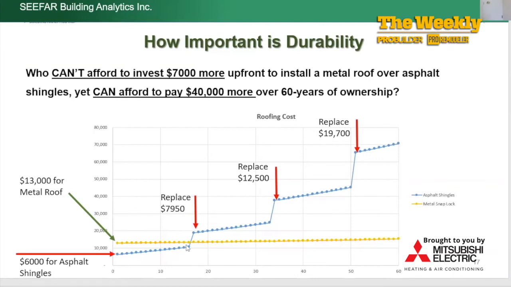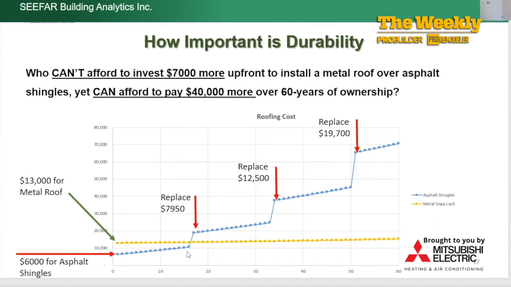But by the time you replace the roof the first time, it's not $6,000 anymore. It's $7,950 because you've inflated it by a couple of percent every year. In this case, the life of the asphalt shingles is 17 years. That's what was used in this example. And then by the time you get to the next replacement, it's 12,500. But notice you've crossed the line at the first replacement.